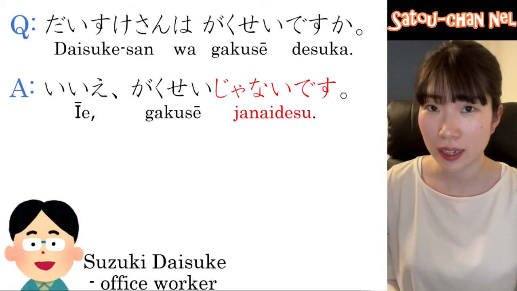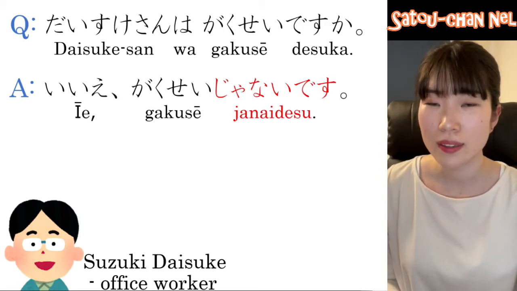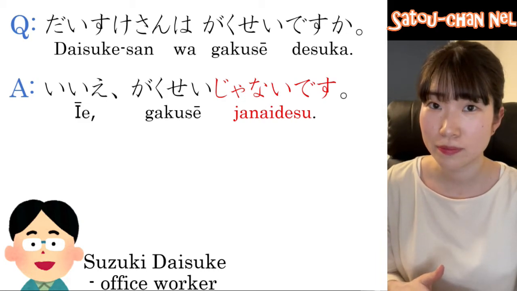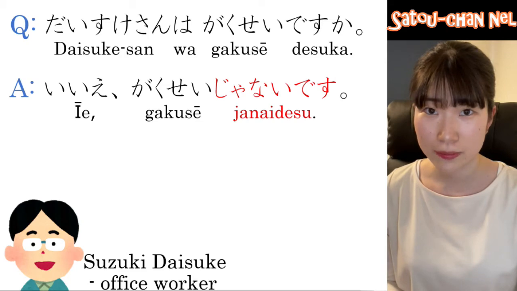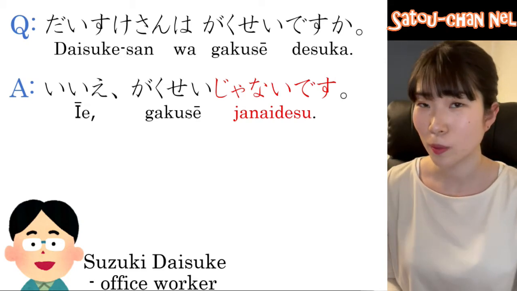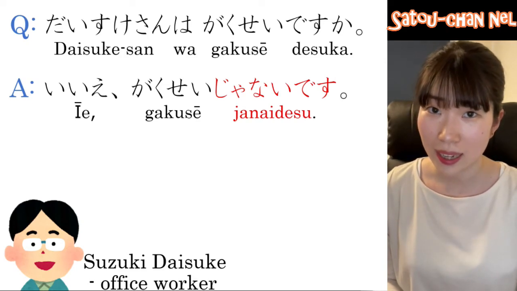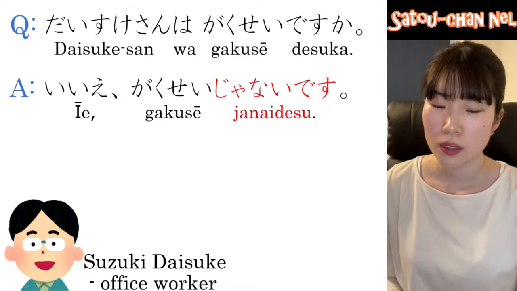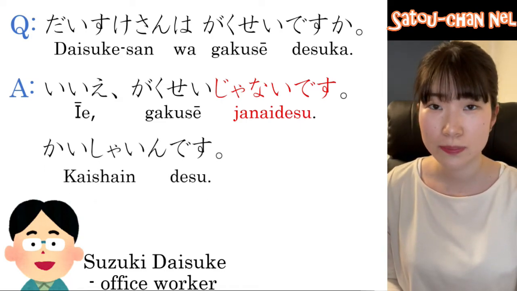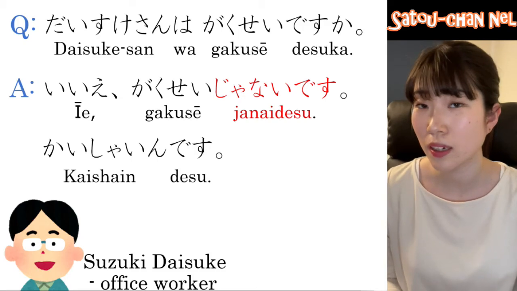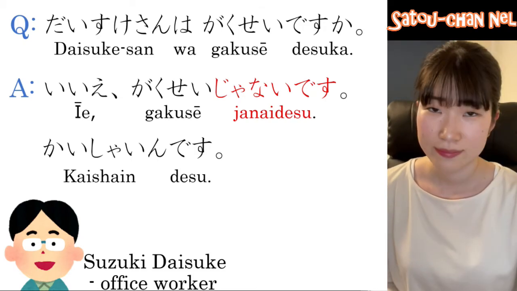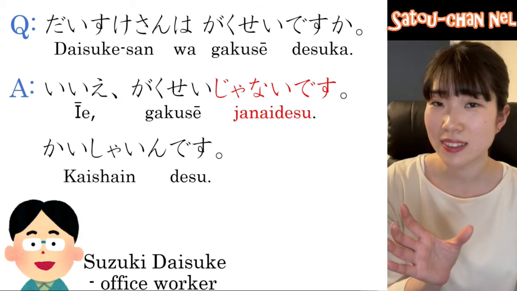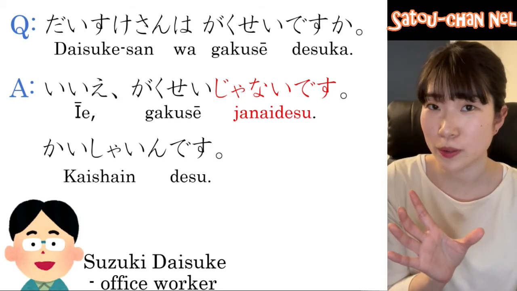学生じゃないです。And then correct information. How do you say office worker in Japanese? 会社員. So, 会社員です。He's an office worker. Not student, office worker. I guess じゃないです itself is quite easy to use.